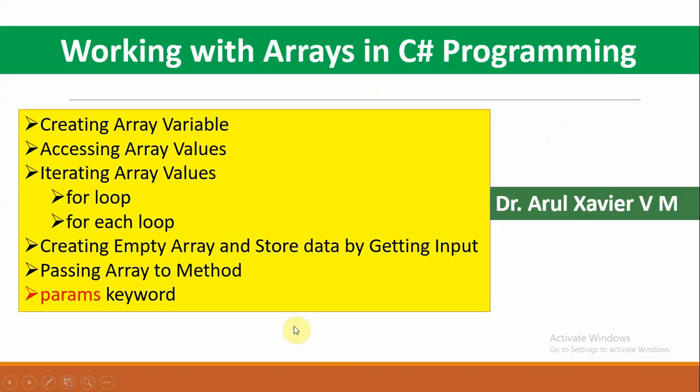Now finally we are coming to the last topic called the params keyword. The params keyword is related to the array concept, and using the params keyword we can create a dynamic array. Dynamic array means this array variable can accept 1 data, 2 data, 10 data, 100 data, any number of data. But this params keyword is only applicable for method parameters. When you use a method parameter, we can use this params keyword for accepting a variable length array, right?